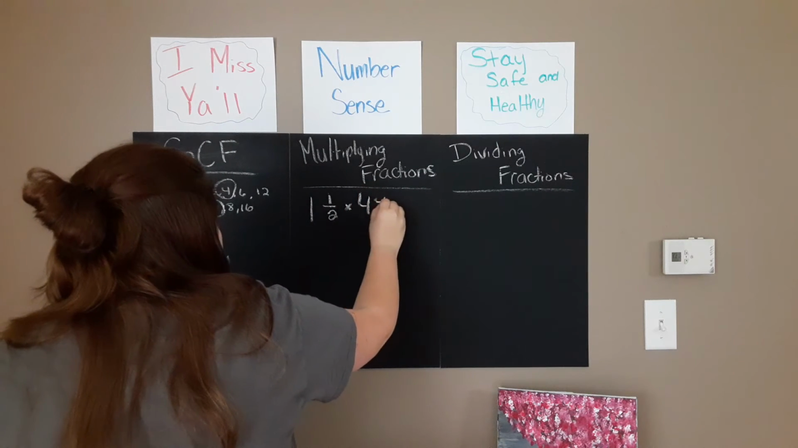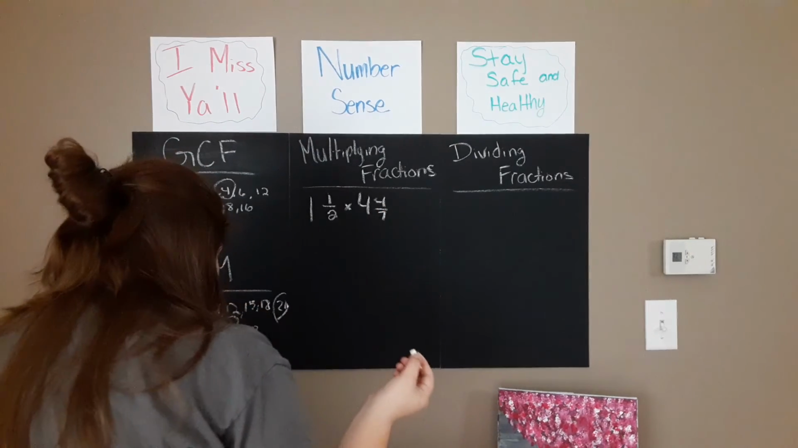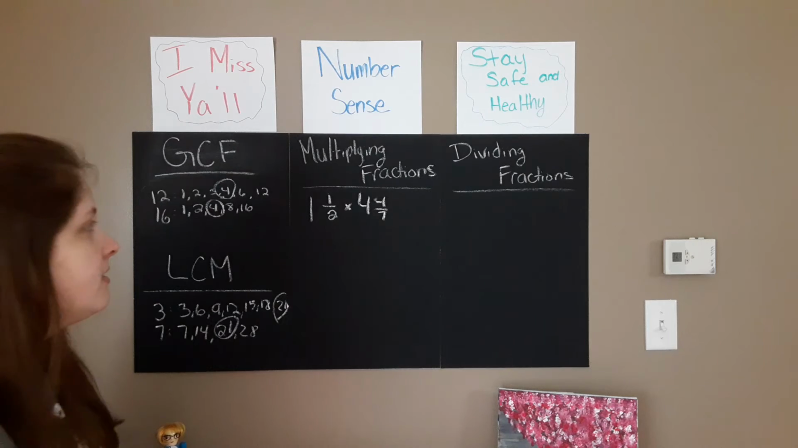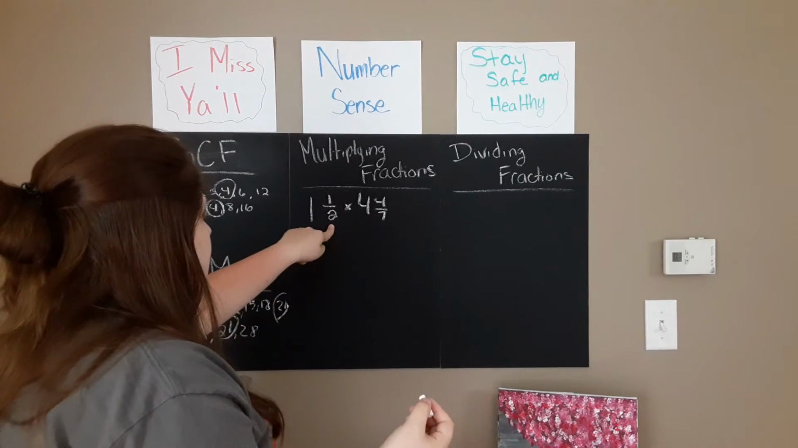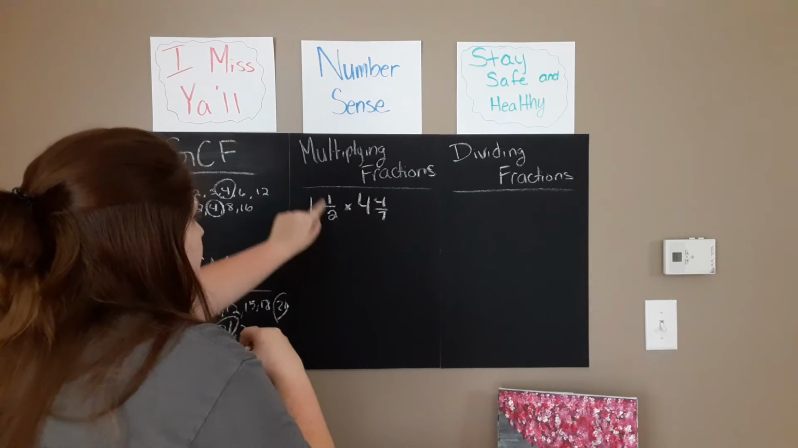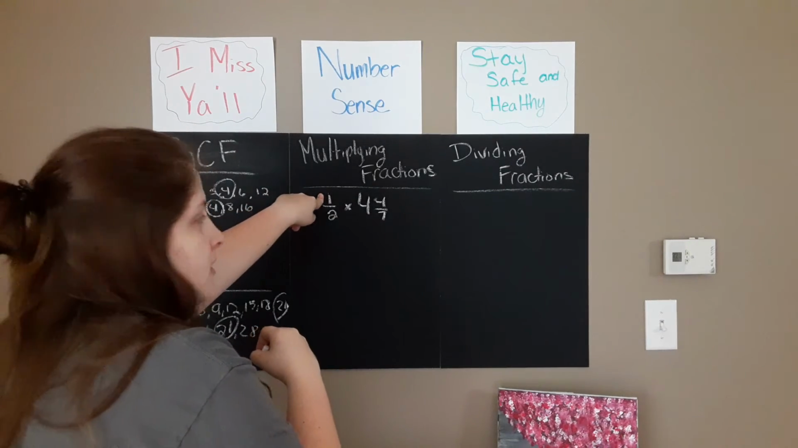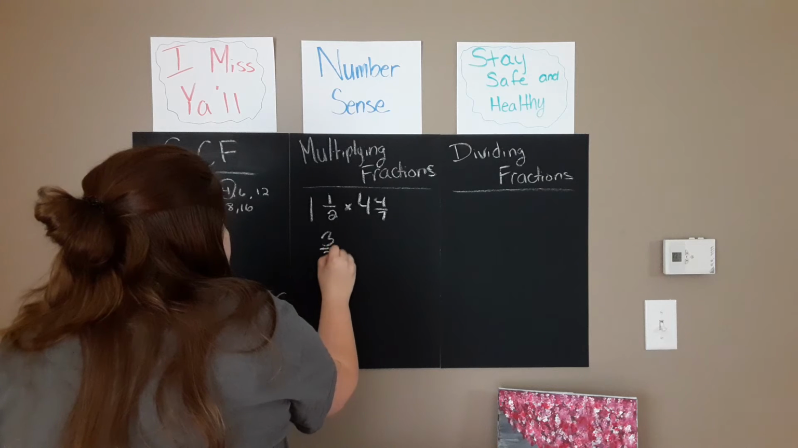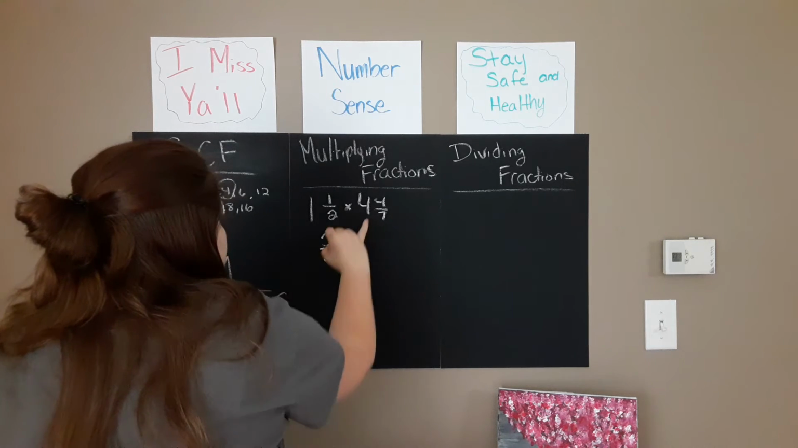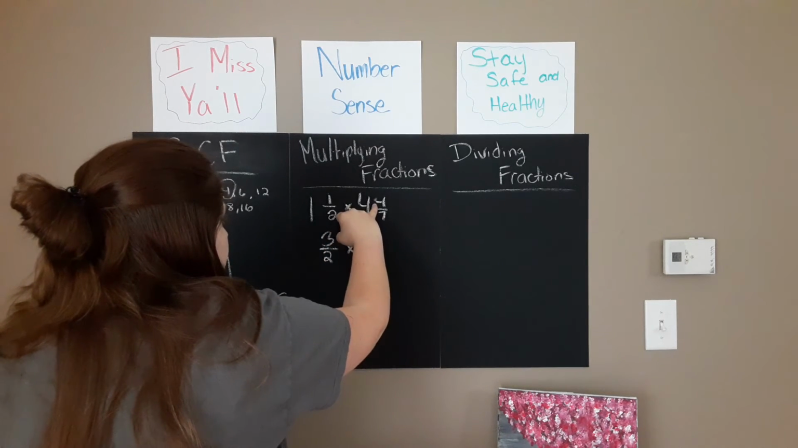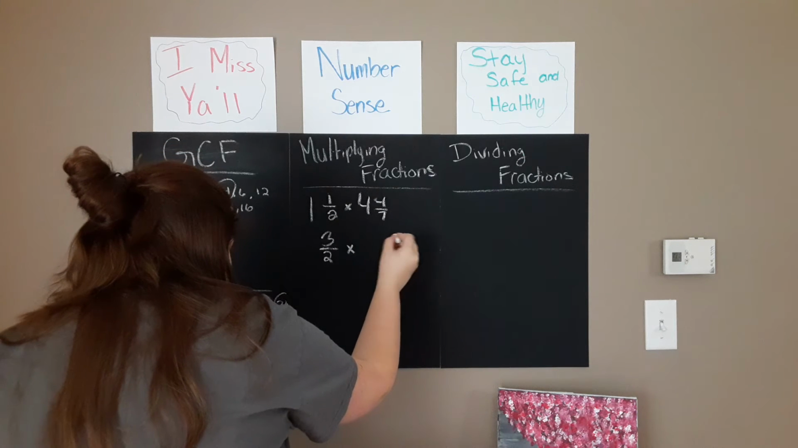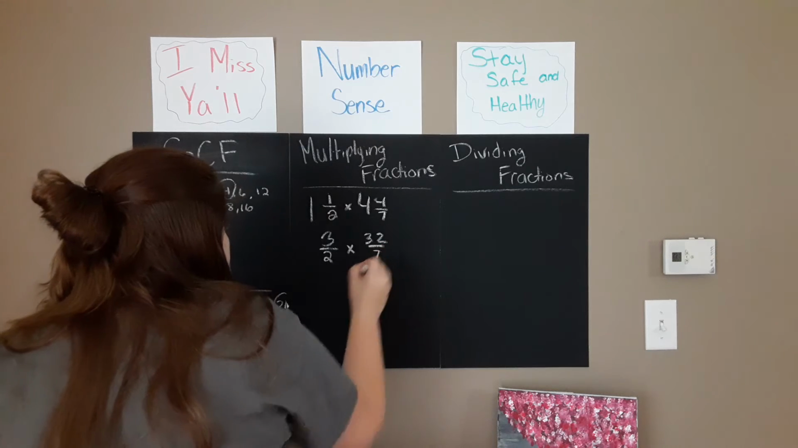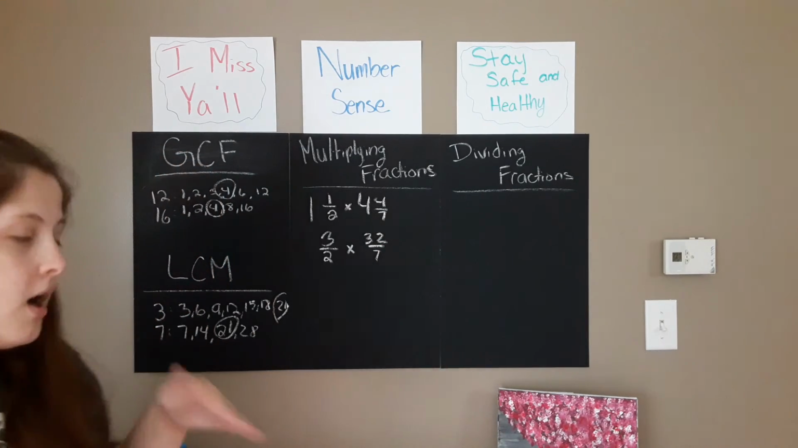So if we look at multiplying fractions, we're going to do 1 and 1/2 times 4 and 4/7. So we know that we have to make them improper fractions. So 1 times the denominator, 2, plus the numerator, 3. So this 1 and 1/2 turns into 3/2 times 4 times 7 plus 4, which gives you 32/7. Then we just go across.